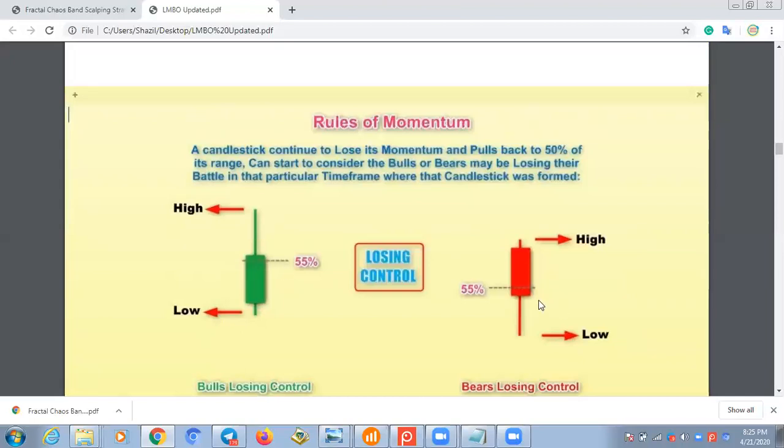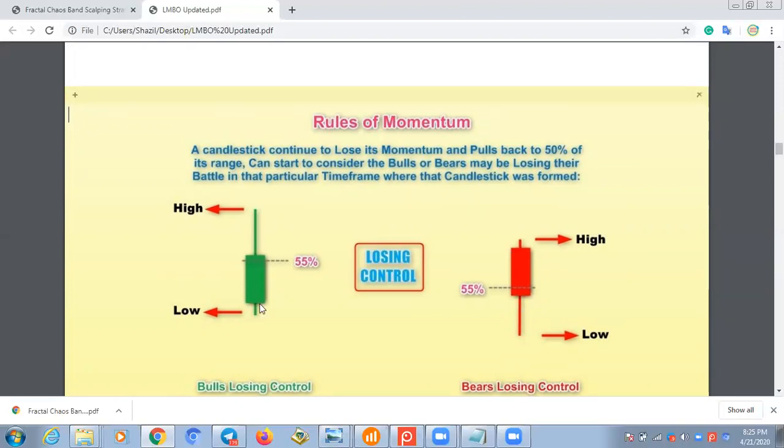The same applies to this candlestick. It shows losing control. When the price goes down too much in the beginning but is rejected from this level, it shows losing control. So now the price is losing control. When you find too many wicks and shadows in the candlestick, it shows losing momentum. So the price is losing momentum here, and here as well.